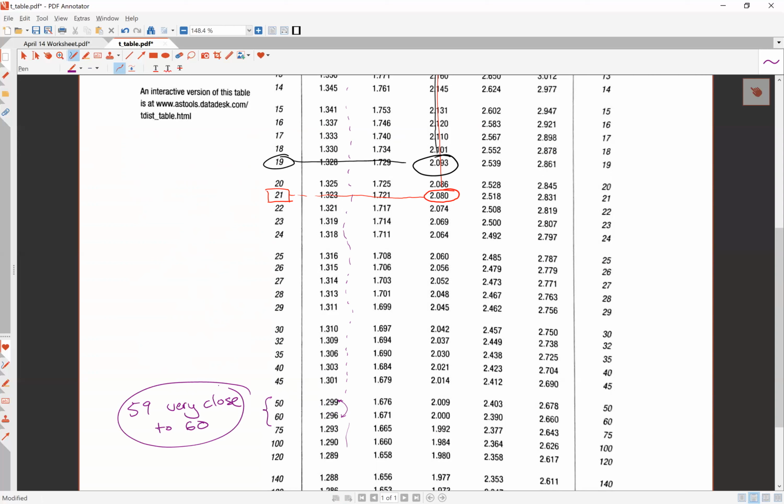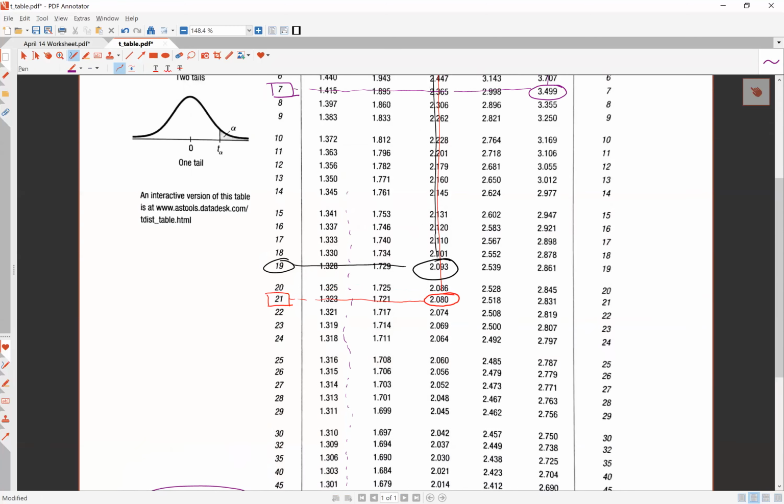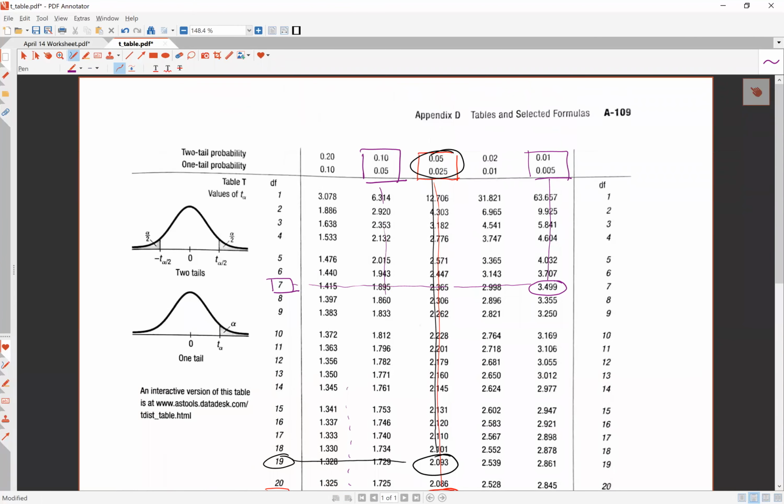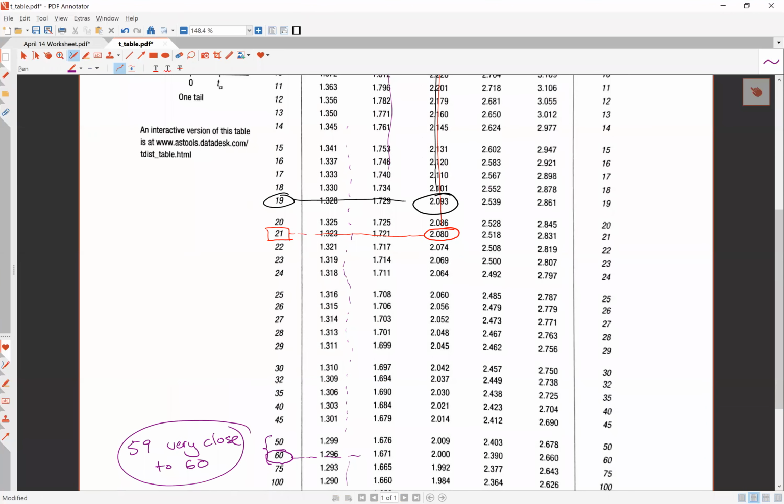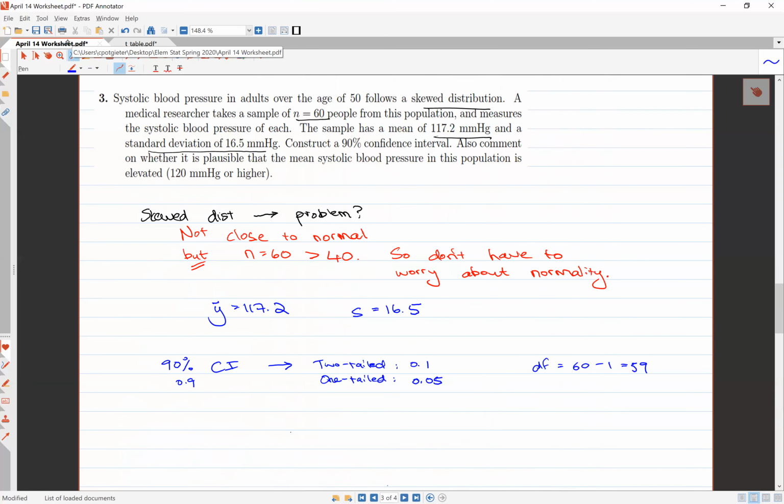And so even though 59 isn't exactly in the table, you can safely use the value at 60 because it is so close. You can see the actual entries in the table don't change a lot here when the degrees of freedom are large. So we'll use that value, and we were coming down the second column. So 1.671 is the appropriate value to use here.